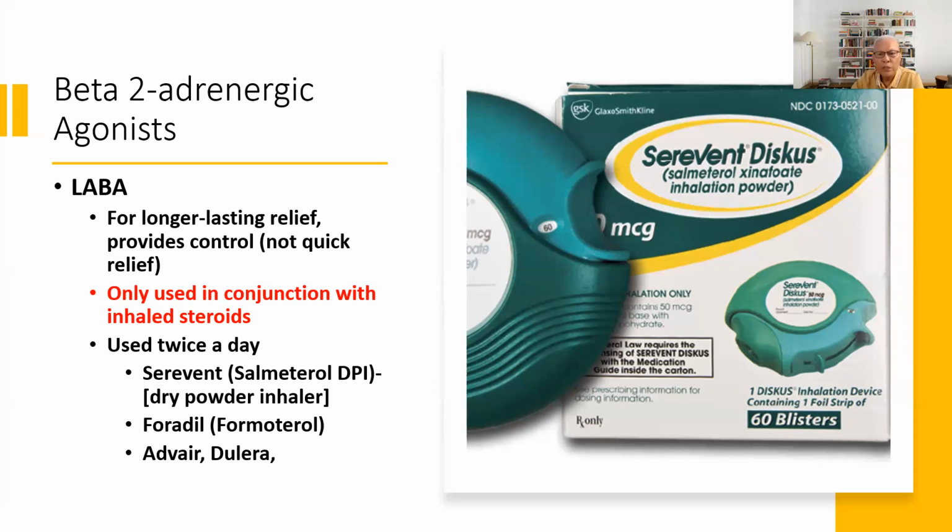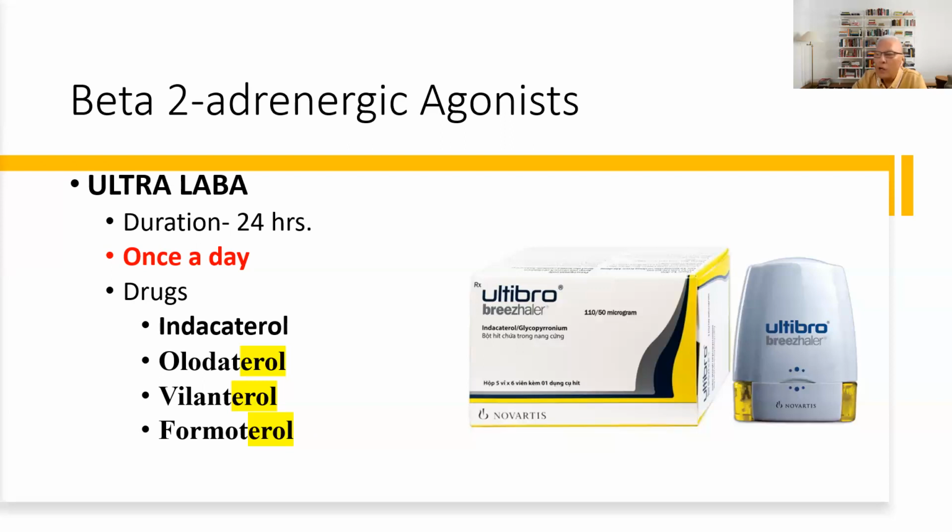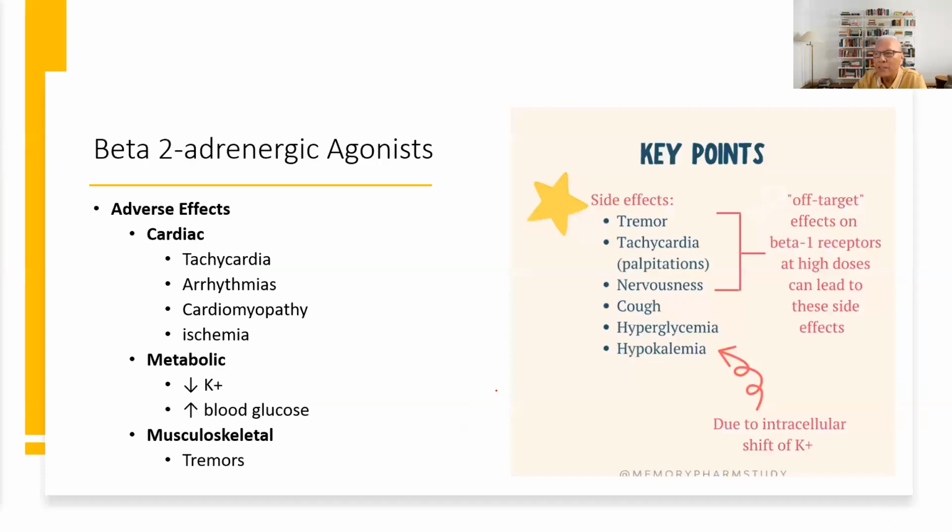So these are usually given twice a day. It could be given as a dry powder inhaler, like in Serevent. And of course, the other common LABAs are your formoterol, as well as salmeterol, and Advair and Dulera. Okay, so these are the LABAs. We're not going to talk about the ultra-LABAs. These are the ones that are given once a day, and they have, of course, longer-acting medications.